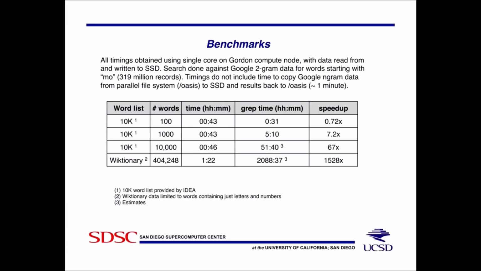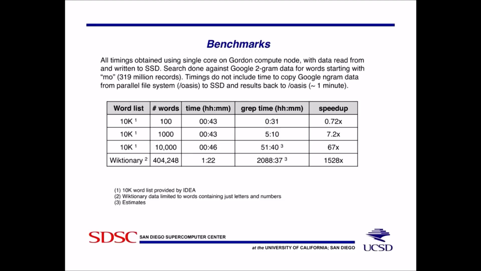For this benchmark, we did the search against Google 2-gram data for words starting with MO. So this was 319 million records. And I should add that the timings don't include the time to copy the Google Ngram data from the parallel file system to the SSDs and back. That was about a minute.